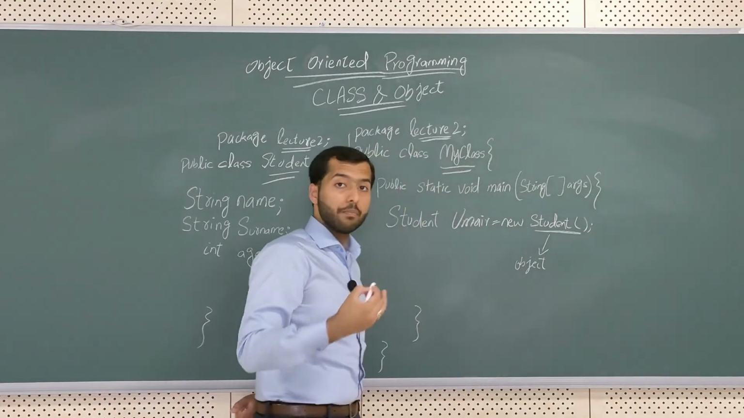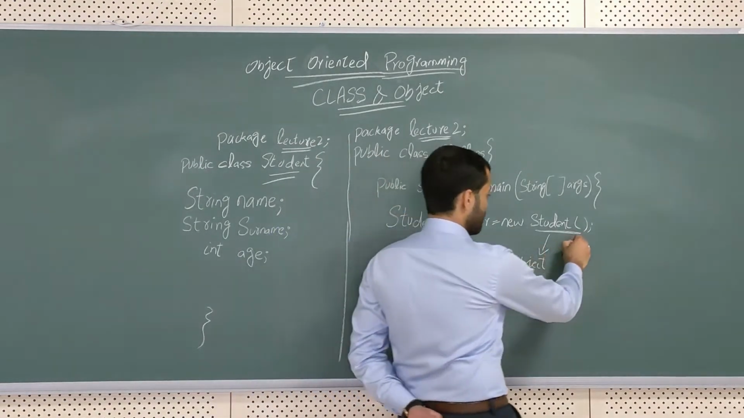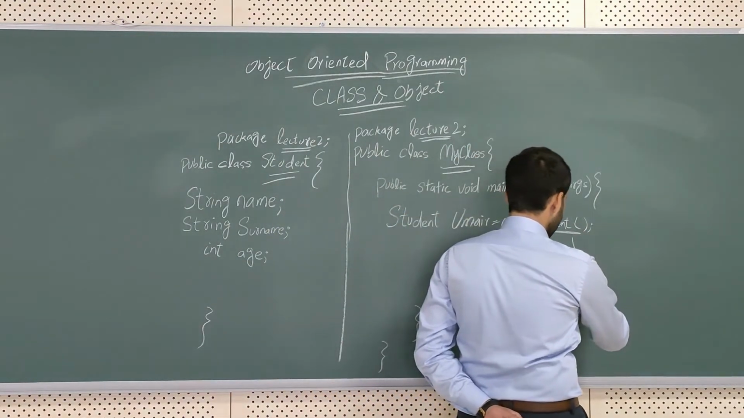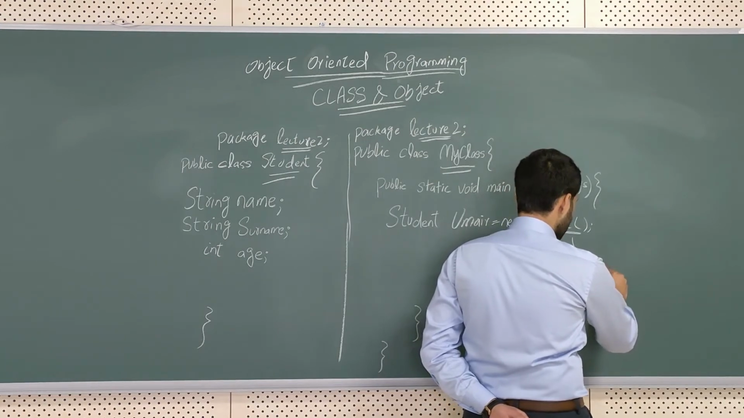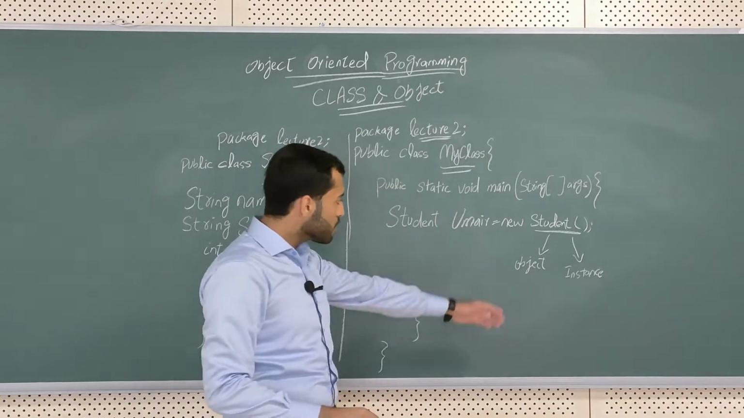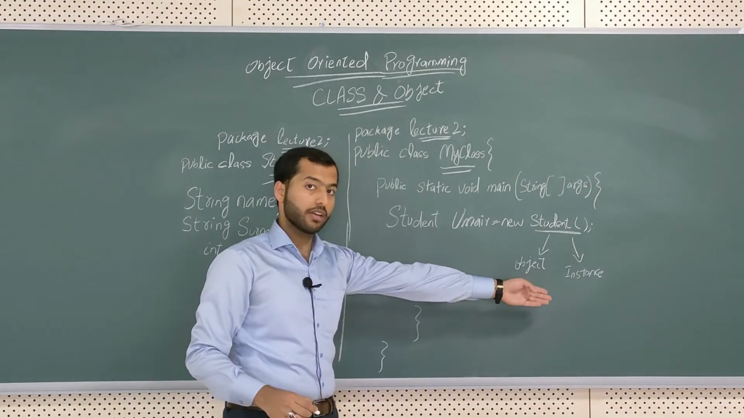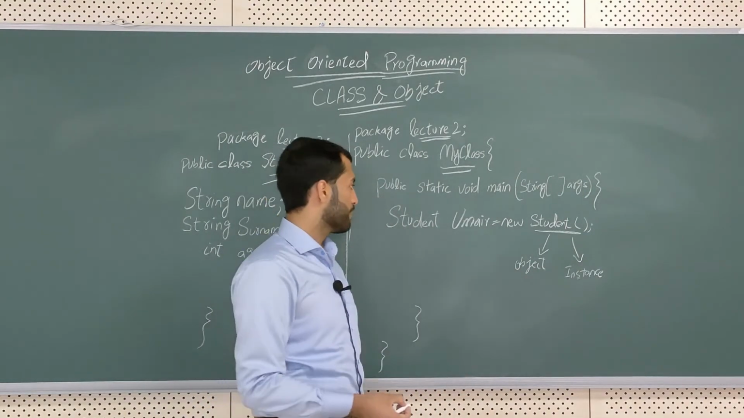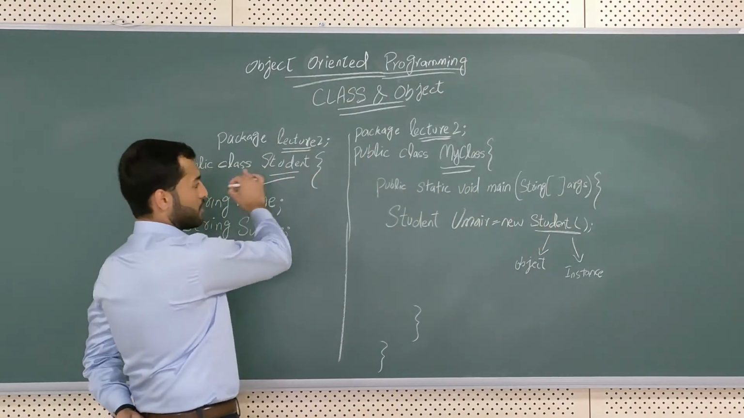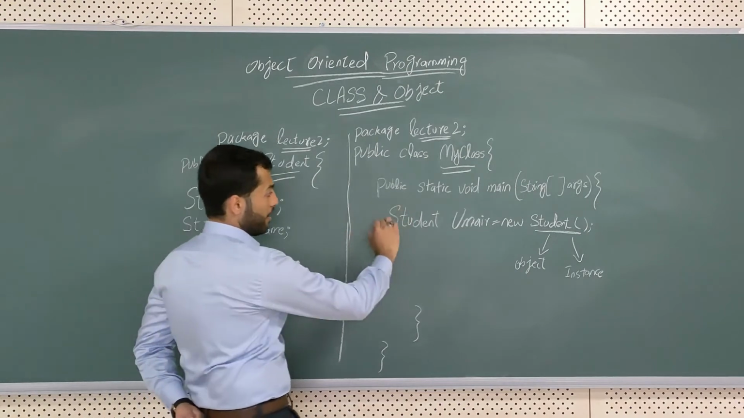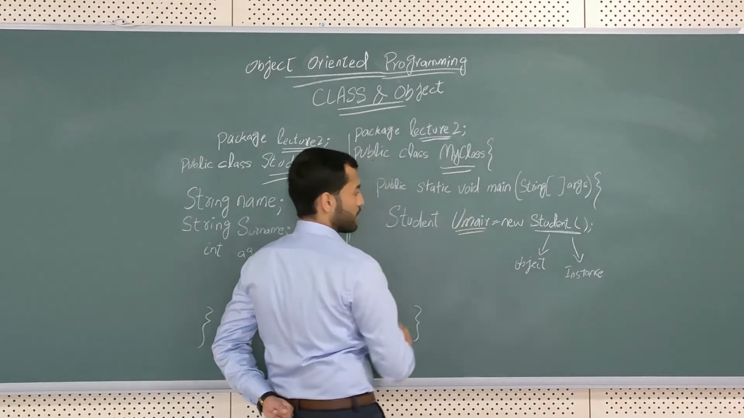Object, or some people call it an instance. You can call it object or you can call it instance, that is your choice. It means that here I have created the object of this class, Student, and that is the name of my class.